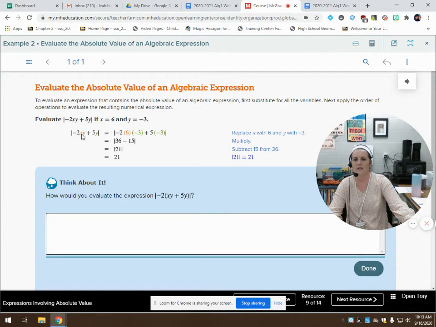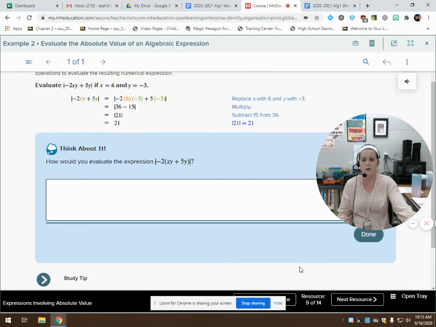So -2 times a +6 times a -3 plus 5 times -3. Order of operations tells me to multiply this first. So a negative times a positive gives me -12 times a -3 makes it +36. +5 times -3 leaves me with a -15, read as 36 minus 15. Now we can subtract. So now we are left with the absolute value of 21. So what we're asking is how many units away from 0 is 21? It is exactly 21 units away from 0. So my absolute value of 21 is 21.